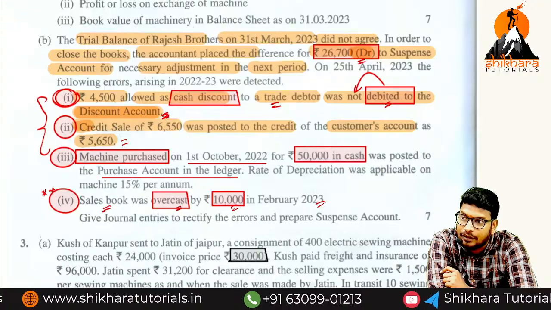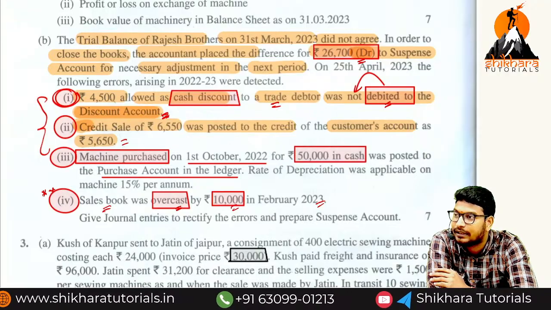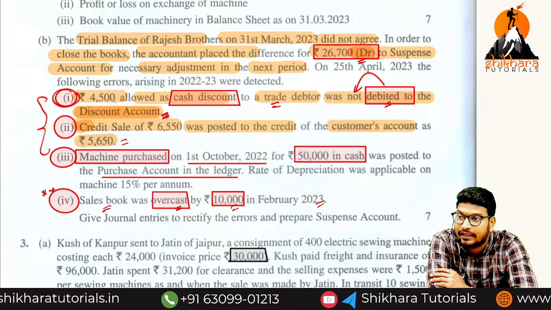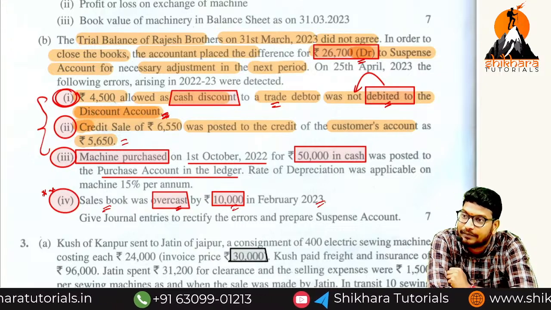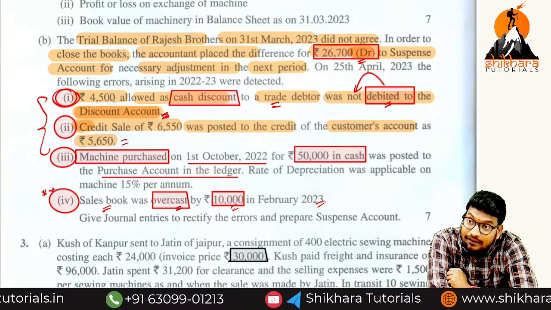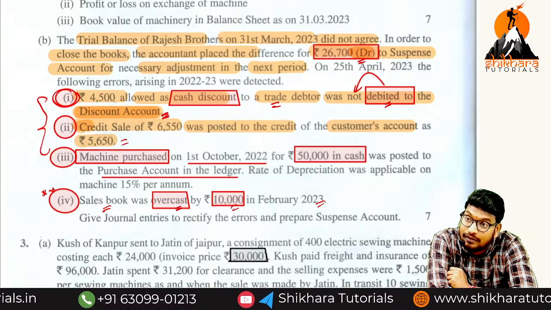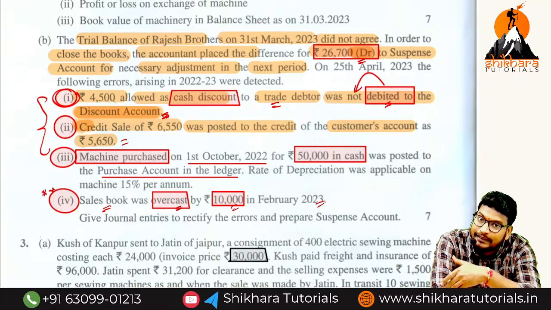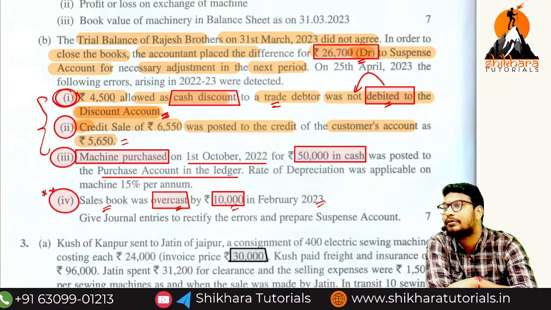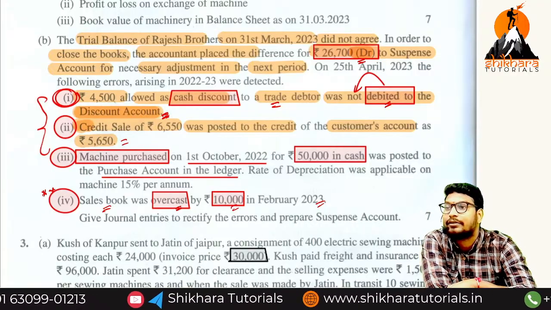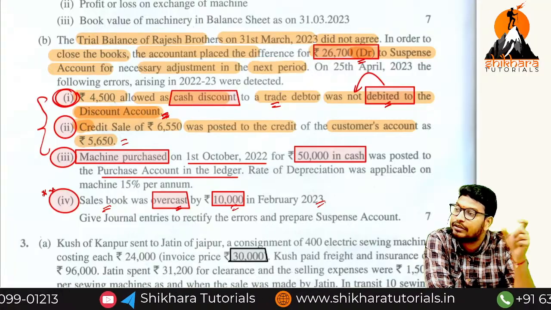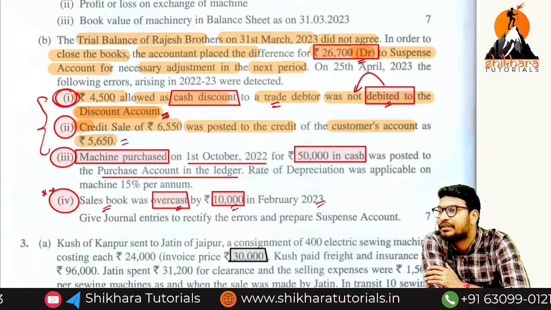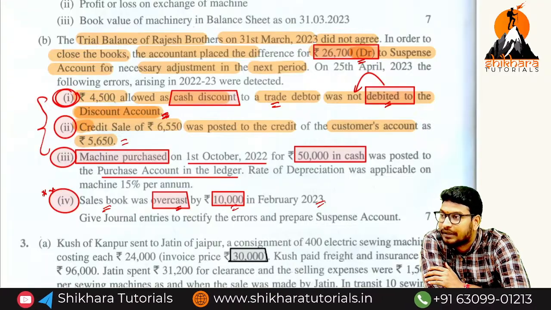And try to open 2 ledgers. Otherwise, you can easily prepare the wrong trial balance. In the wrong trial balance, only one account will be there or 2 accounts will be there. In which account have they recorded? In the debtor account they have recorded. In which account have they not recorded? Discount allowed they have not recorded. That means the debtor account will show which balance? Credit balance. And on the debit side, which account will come into the picture? Suspense account will come into the picture.